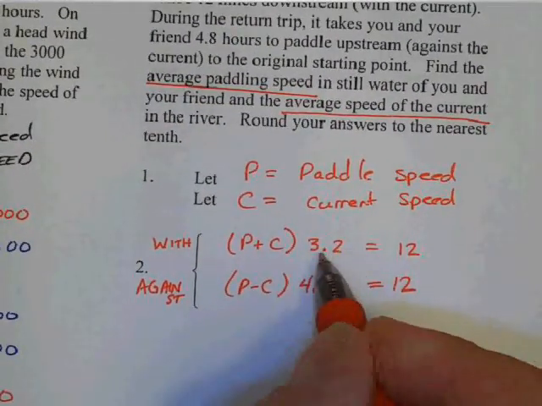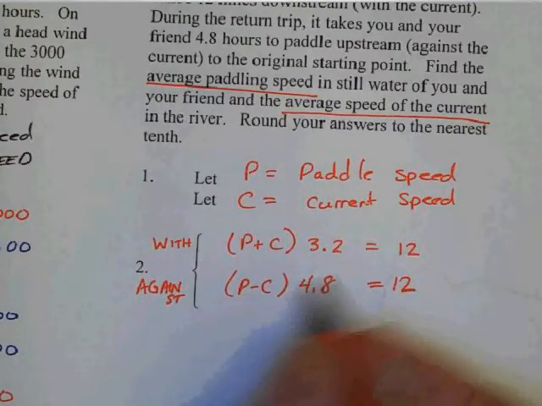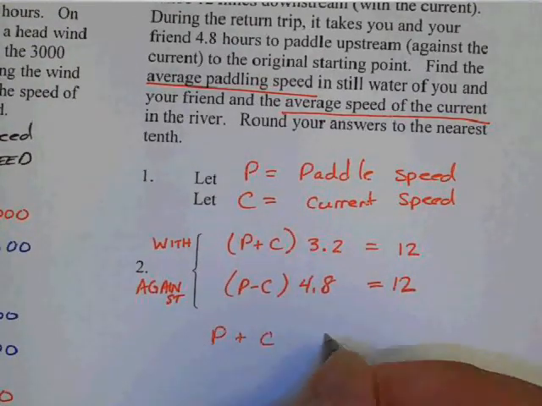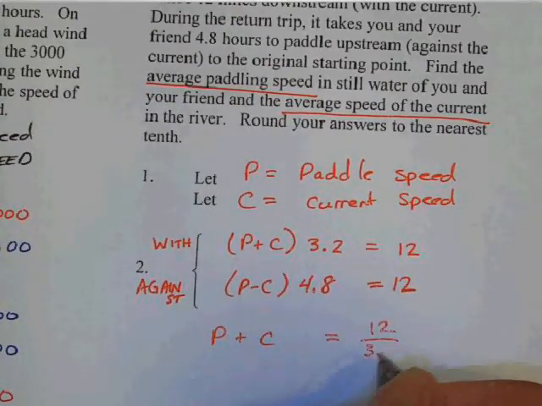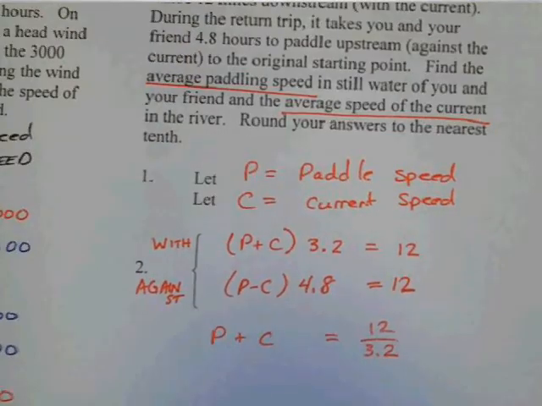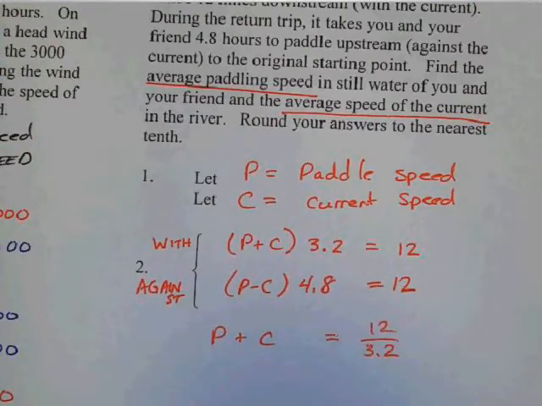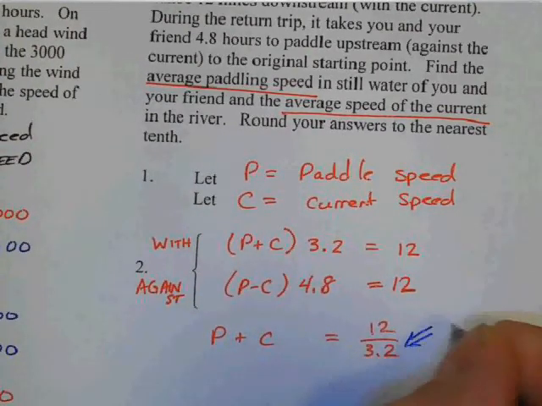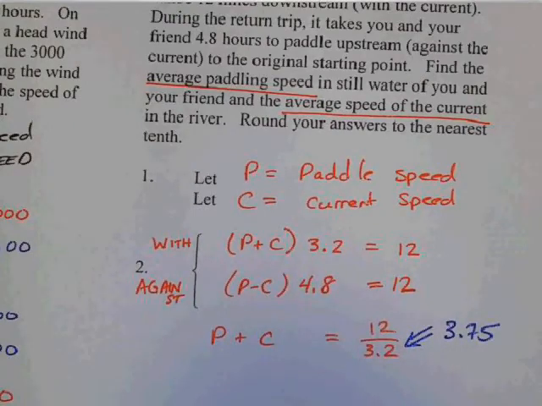If I were to divide both sides by 3.2 on this top one, I would end up with P plus C equals 12 divided by 3.2. Well, 12 divided by 3.2, very simply, is 3.75. That gives me a very simple equation. And if I take the bottom equation and divide both sides by 4.8, I get P minus C equals 12 divided by 4.8. And 12 divided by 4.8 is 2.5.